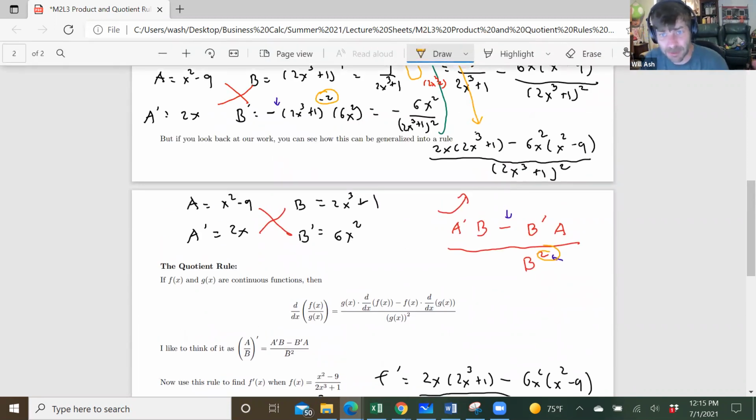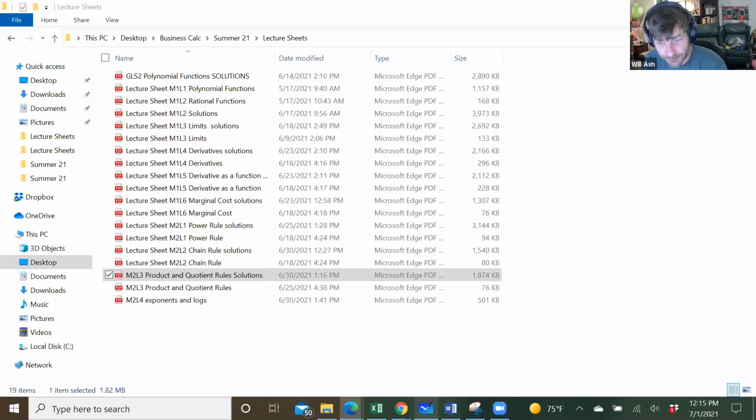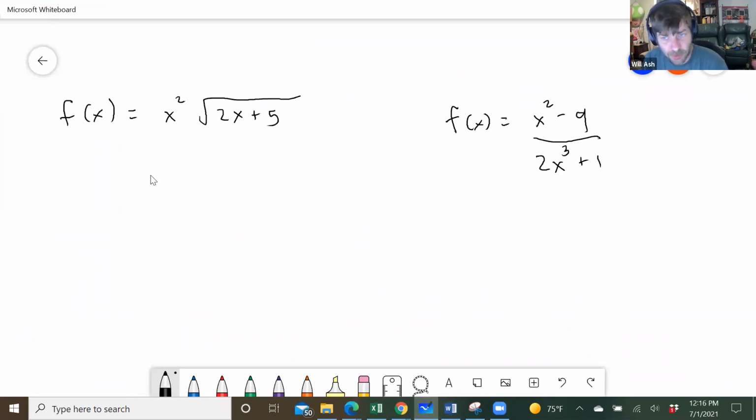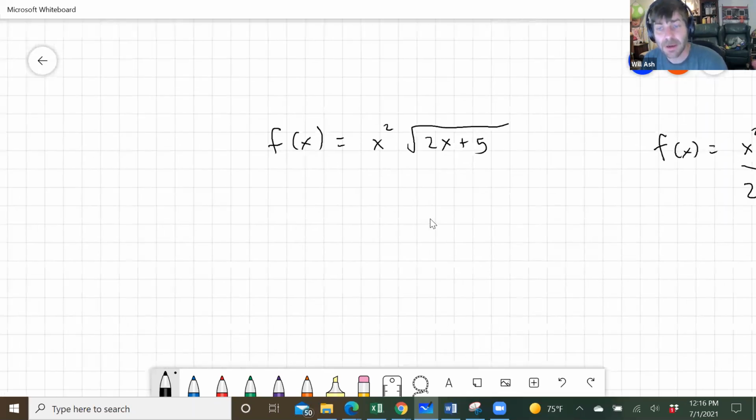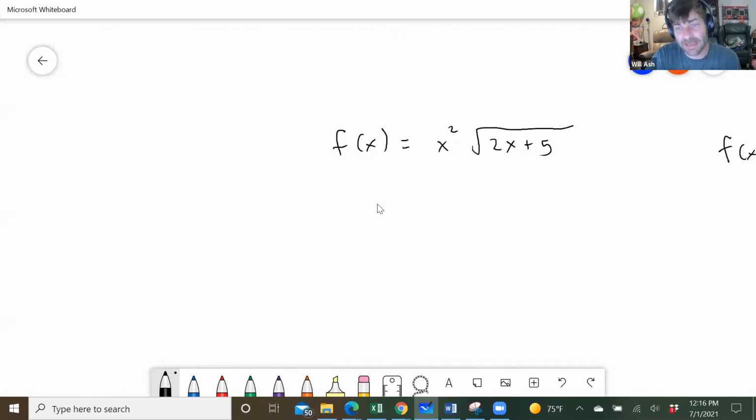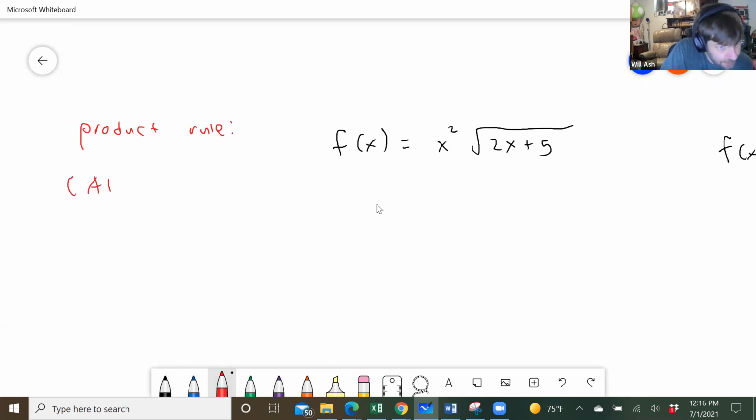But here, let me show you these problems real quick. And there's a couple of things going on here. One is this is a product. It's a product of two functions. So I'm looking to use the product rule, which I'm just going to write this way.